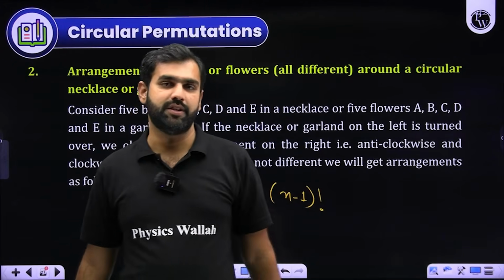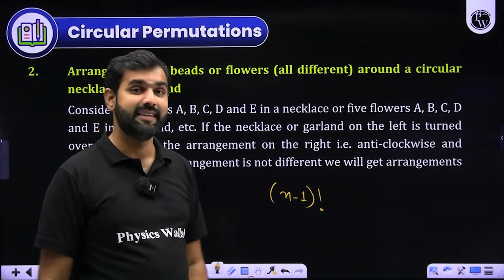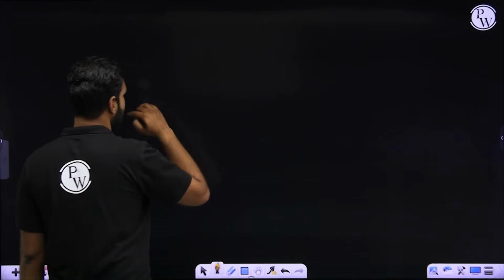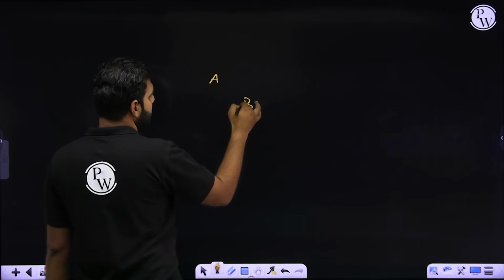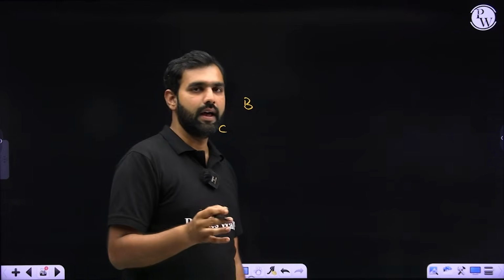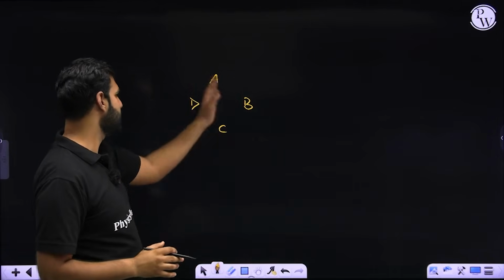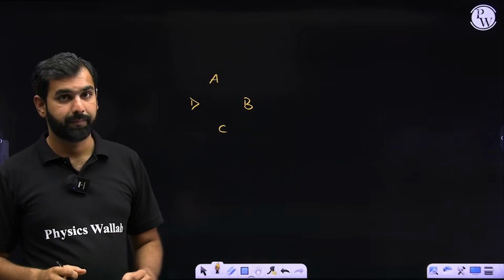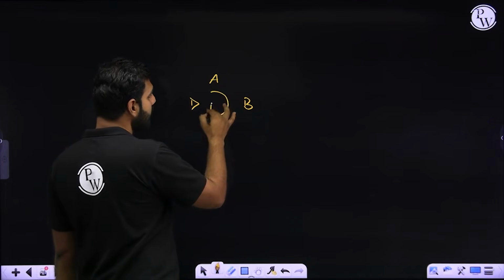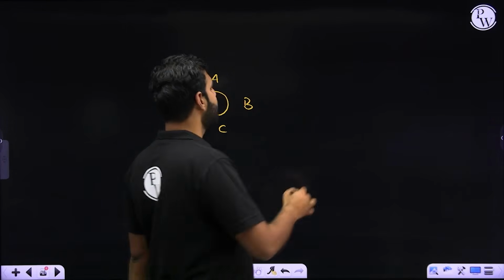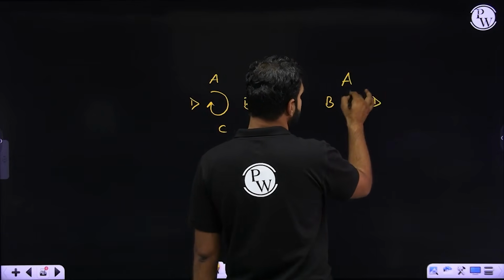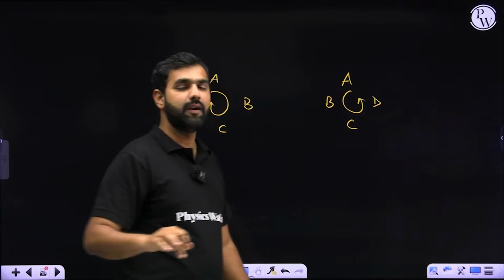But again, there is a catch. So what is the catch? Let's say I'm given a flower, and a garland is made up of 4 flowers, A, B, C, D. Now, I can treat this garland like this when I'm arranging it in a clockwise manner. If I arrange it in an anti-clockwise manner, A, B, C, D, then this also remains the same garland.